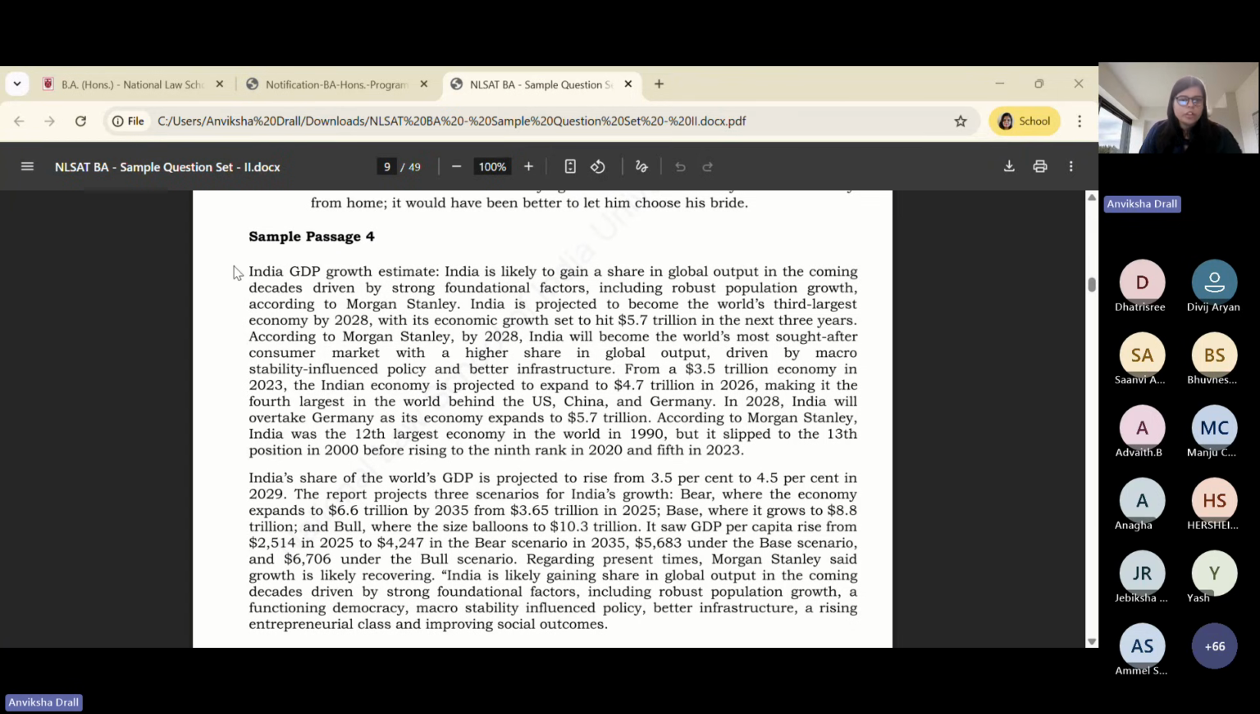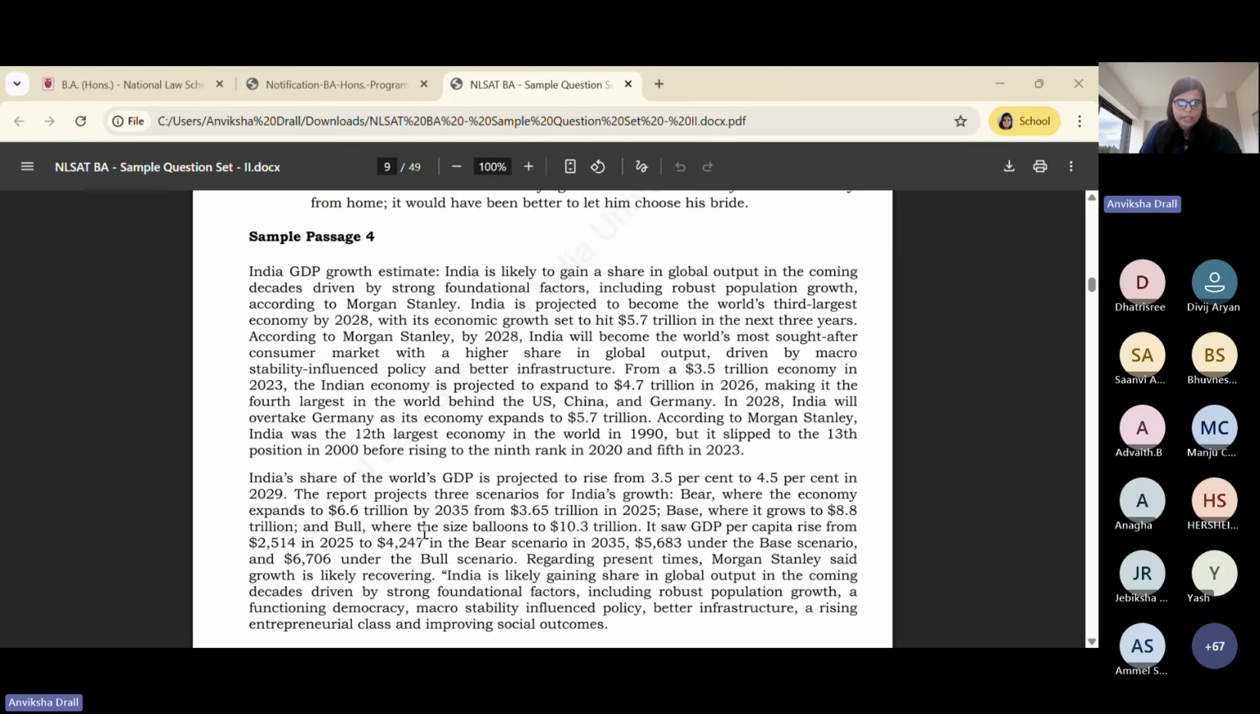So I'll start reading, and in case some number is not visible or there is any other issue, you can zoom in on your screen to have a better clarity and to avoid any confusion or misinformation about the figures that are given. So India GDP growth estimate. India is likely to gain a share in global output in the coming decades, driven by strong foundational factors, including robust population growth, according to Morgan Stanley. India is projected to become the world's third largest economy by 2028, with its economic growth set to hit $5.7 trillion in the next 3 years.